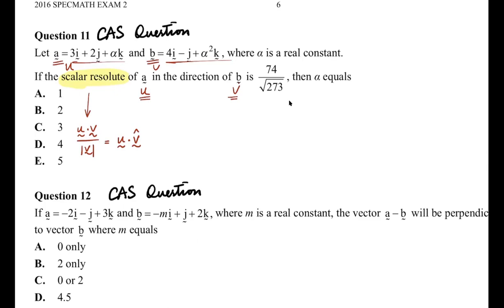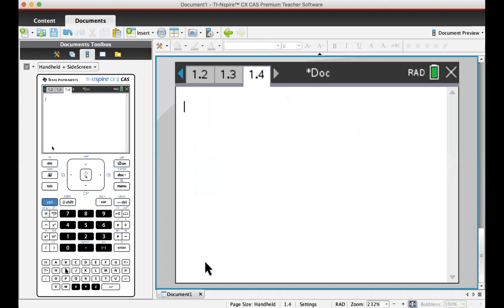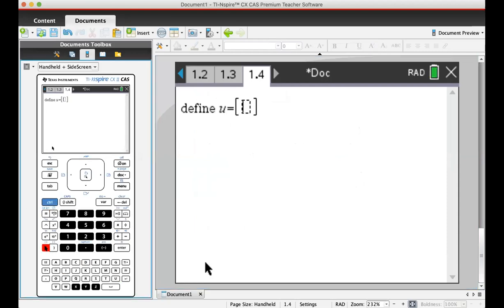Now let's start formulation on our CAS calculator. So where is my CAS? Preferably TI-Nspire. Right, Control I, add calculator, and then define u equals Control left bracket 3, 2, a. We're using a to represent alpha.